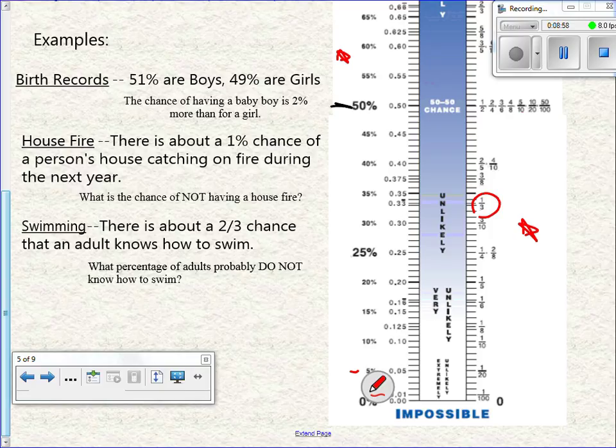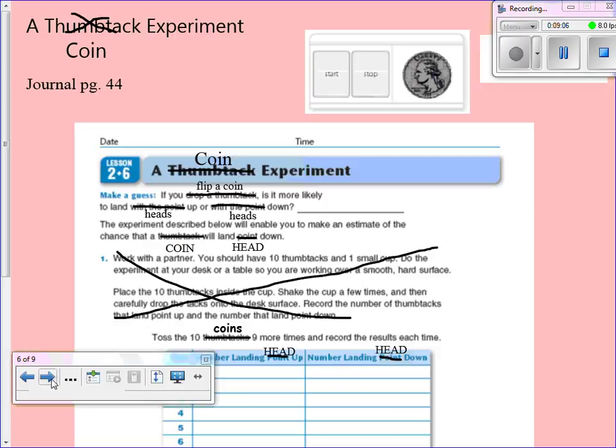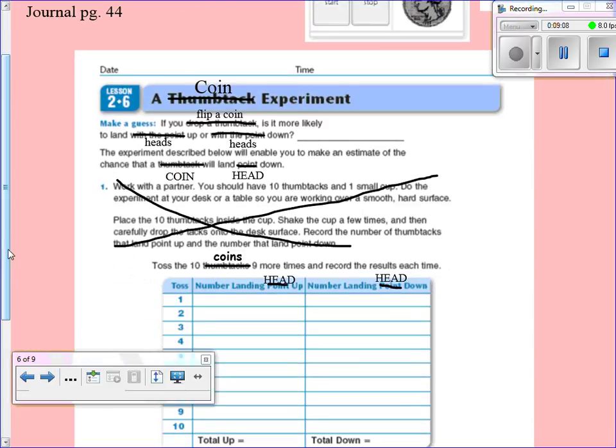Just kind of use it. Just remember, certain's at the top, impossible's at the bottom, okay? So keep those things in mind. Tomorrow we might do a little bit of an experiment with flipping a coin, heads and tails. I know your assignment says flipping a tack. We're not going to be flipping any tacks in school. I've seen some accidents with that before, so we're just going to be careful with that.